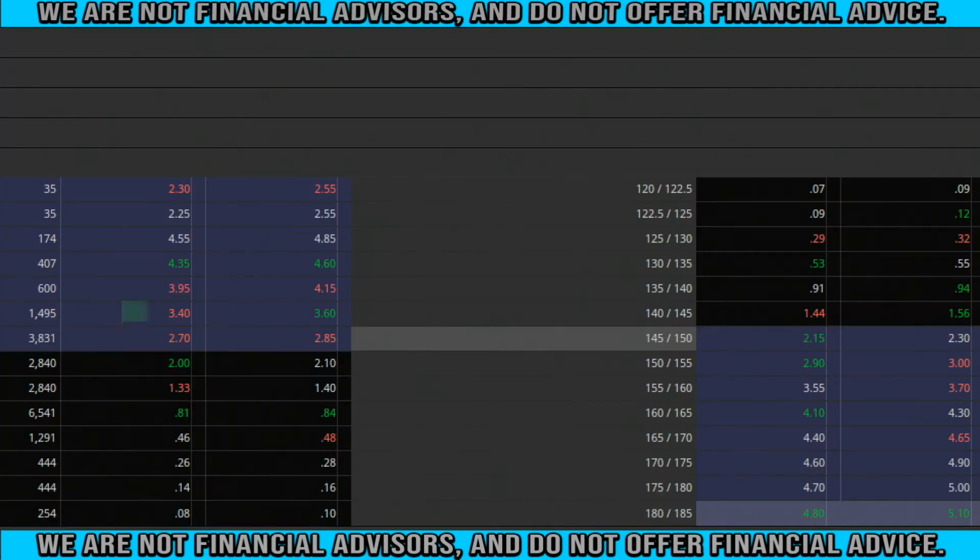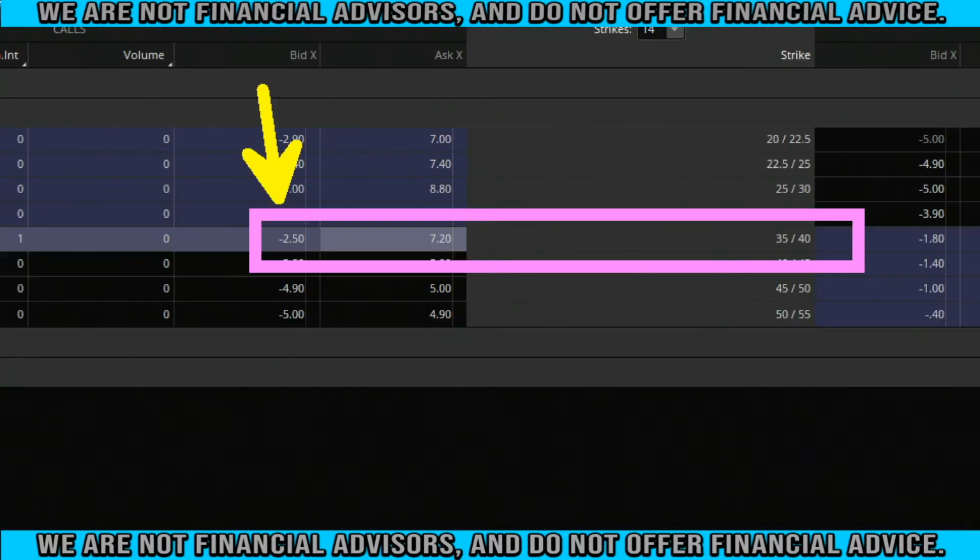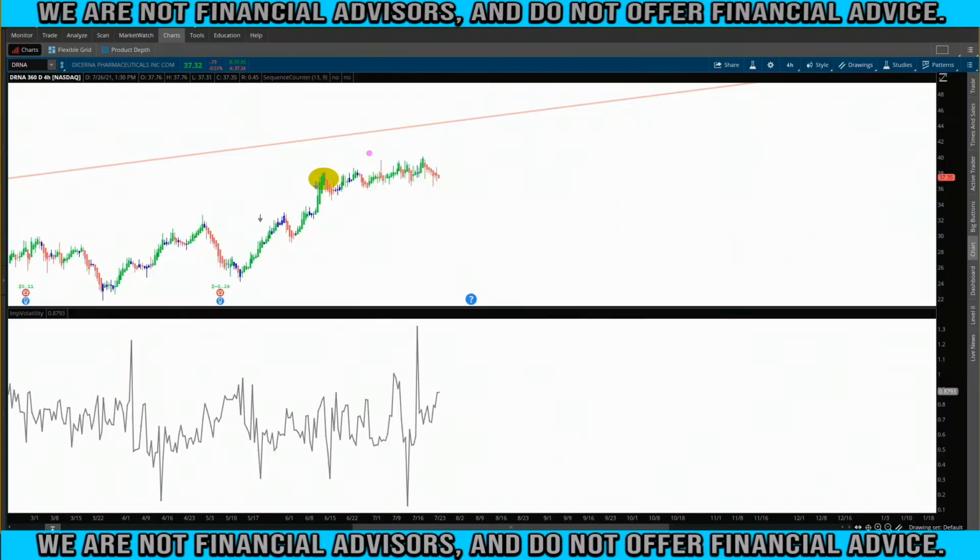So looking at Apple with low volatility, we see that there's a 15-cent spread between the bid and ask. Versus DRNA, the bid is negative 2.50, the ask is $7.20. That's a $9 spread when the other is only 15 cents. This is what high implied volatility does. It whipsaws. DRNA has not really moved too much in price, just kind of sideways. And that's what's so strange about this spike.